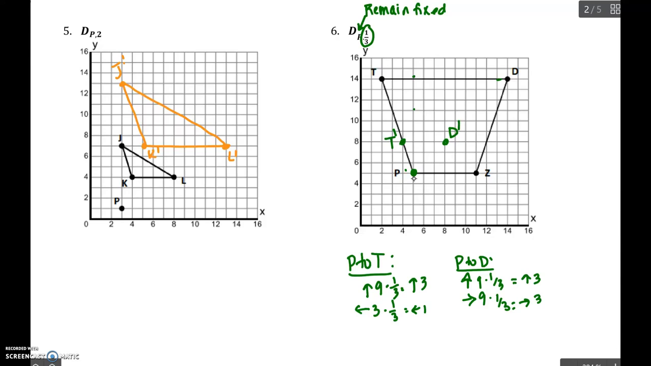And then to get from P to Z, it's 1, 2, 3, 4, 5, 6 units to the right. So if we multiply that by 1/3, we're only going to go right 2 units, and this will be Z prime. And we'll have our new trapezoid.